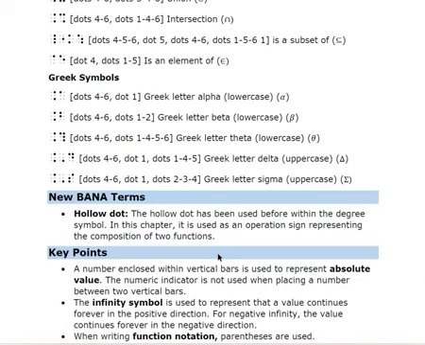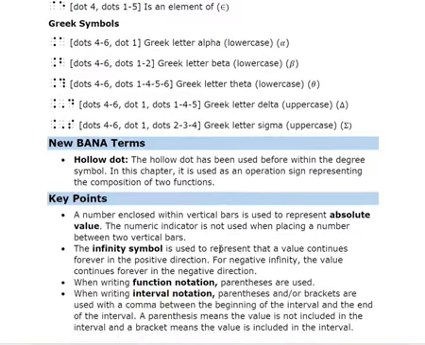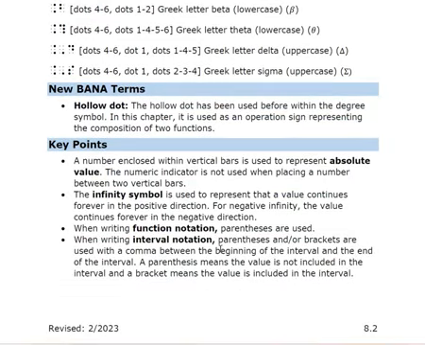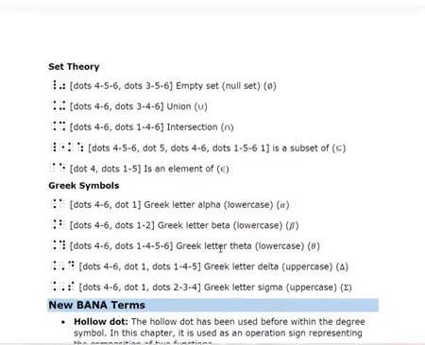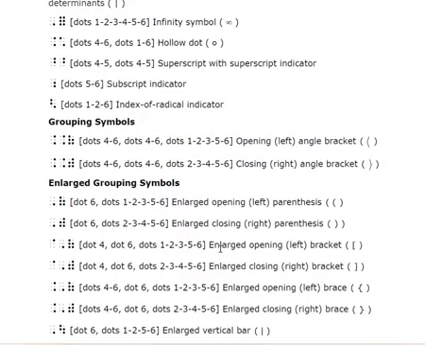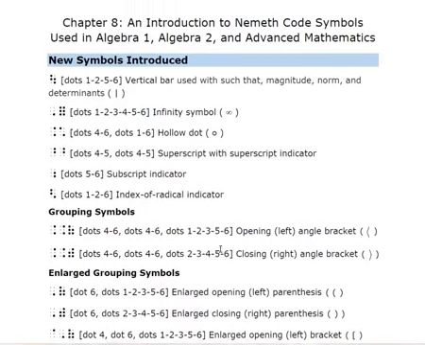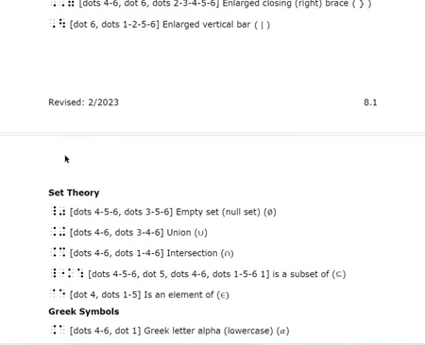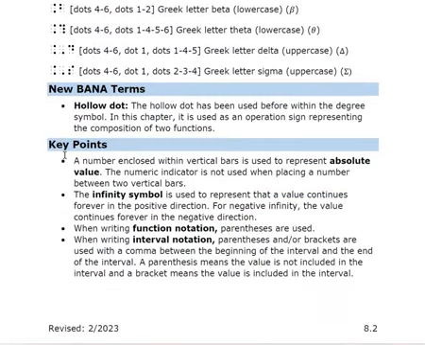In this chapter, that hollow dot is used as an operation sign representing the composition of two functions. Okay, so that hollow dot we started out with up here is 46CH.